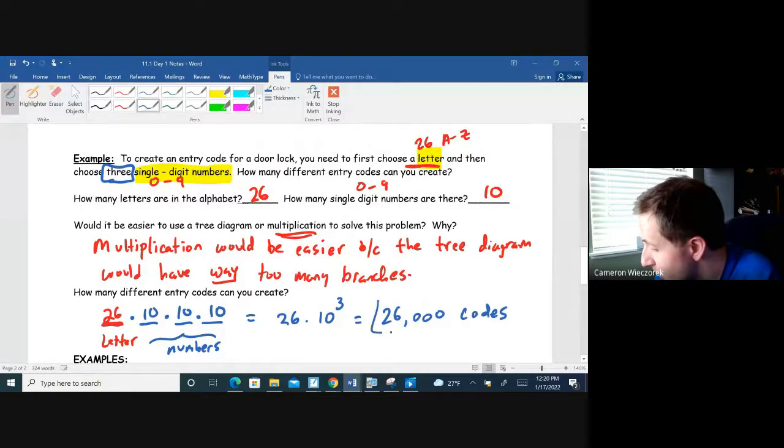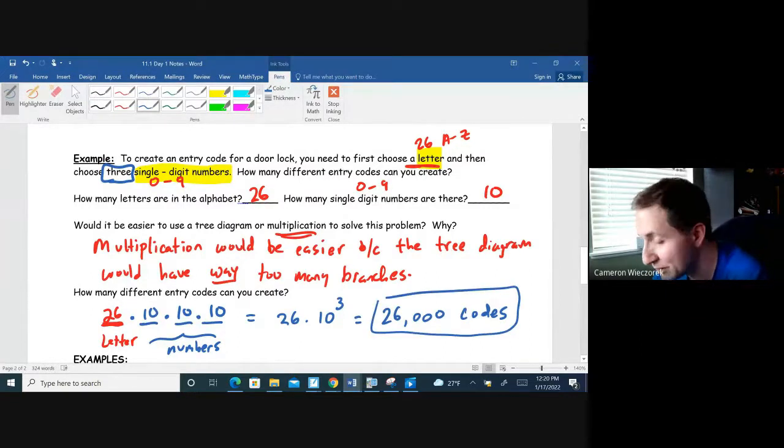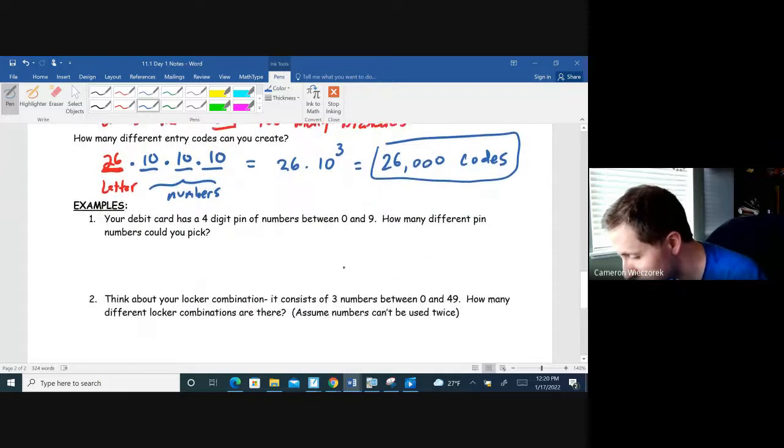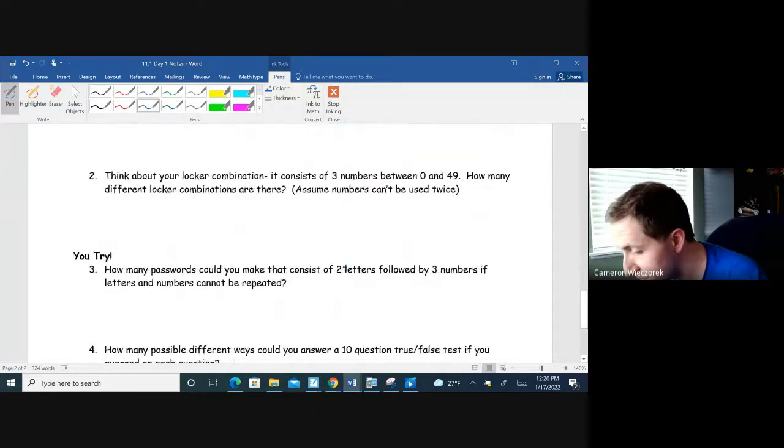I think now it's a little more obvious why we wouldn't have wanted to make a tree diagram. You would have had 26,000 branches. It's a good summer activity if you're looking for something to do in your time off. Just kidding. Okay. A couple more examples. I'll do 2, and then I'll have you try a few out.